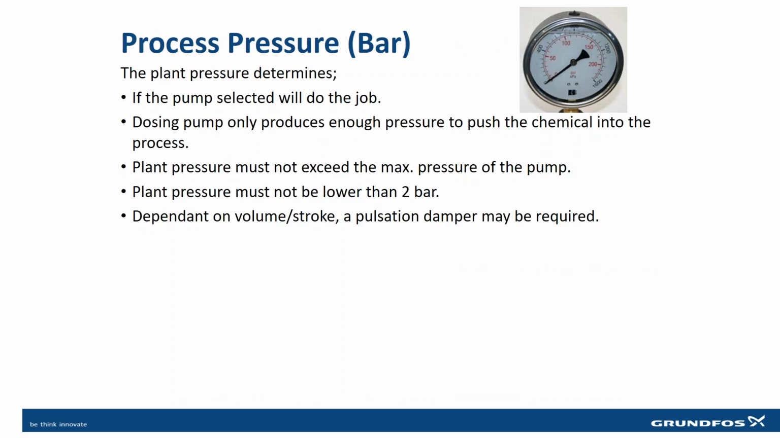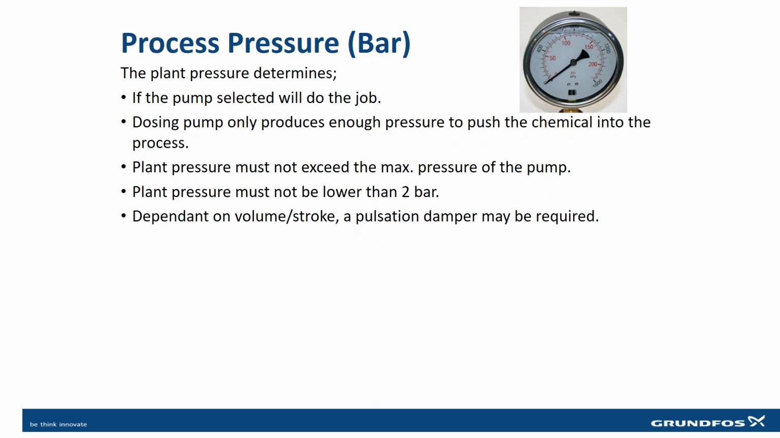Process pressure, generally in bar. Plant process pressure determines if the pump selected will do the job. Dosing pumps only produce enough pressure to push the chemical into the process. It's a common myth we get that offer a customer a DDA 7.5-16, so it's maximum 7.5 litres an hour at 16 bar. And the customer comes back and says, yeah, my process is only 2 bar. If you offer me a 16 bar pump, it's going to blow up all my pipes. It doesn't work that way.